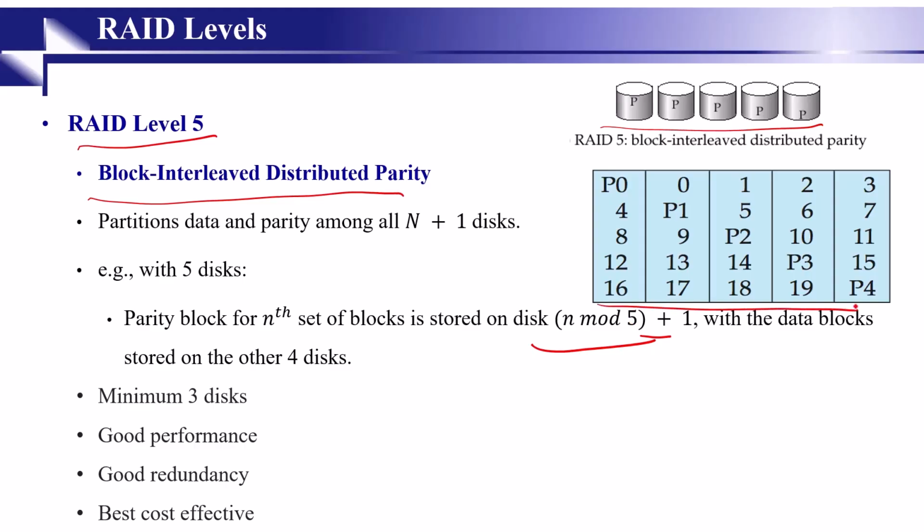You can see here in this image, this is a level 5 configuration with 5 disks, where data blocks 0 to 19 are striped across disks, and parity blocks like P0, P1, P2, P3, P4 are distributed among them. This distributed parity allows RAID 5 to recover data if one disk fails, while striping ensures good performance, making it a cost-effective and reliable choice. Pretty impressive, right?